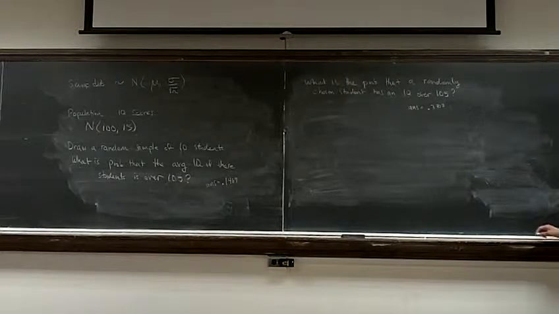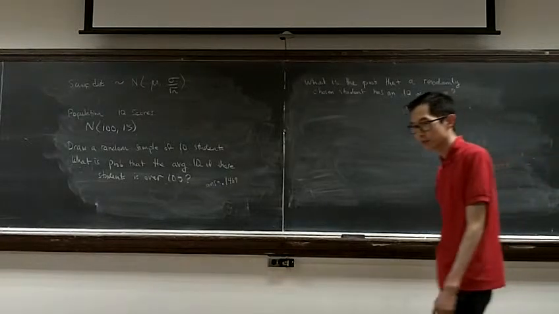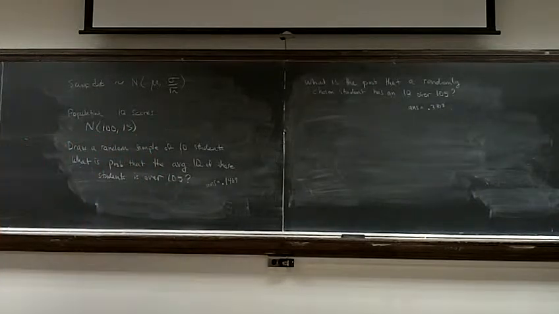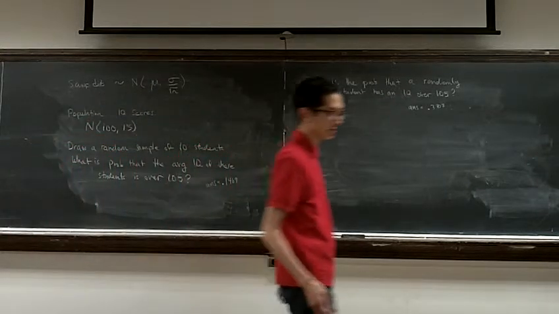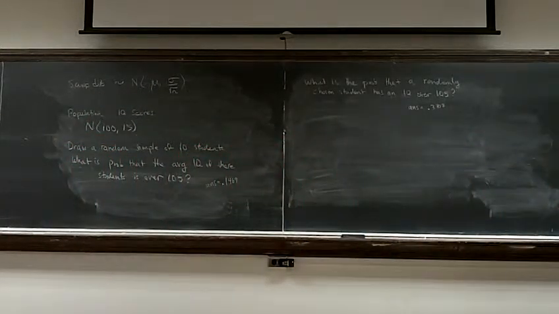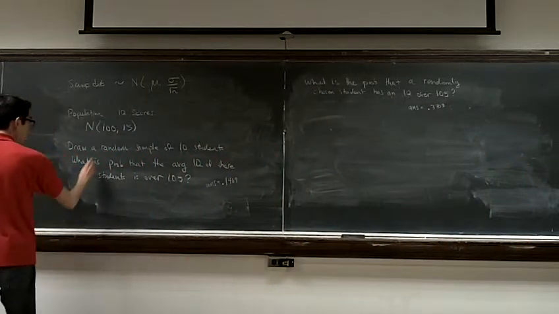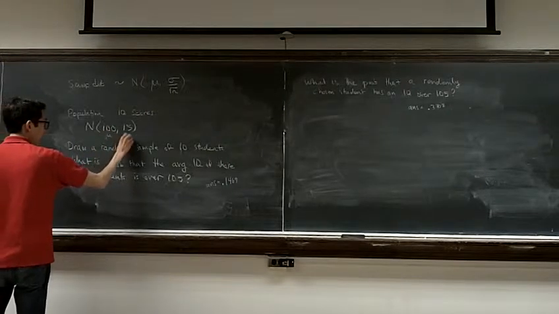You'll need your calculators and z-tables to do this. Do you need to borrow a calculator? I think it's 15 next to the 100. That's the standard deviation of the population. So this is mu, and this is sigma.